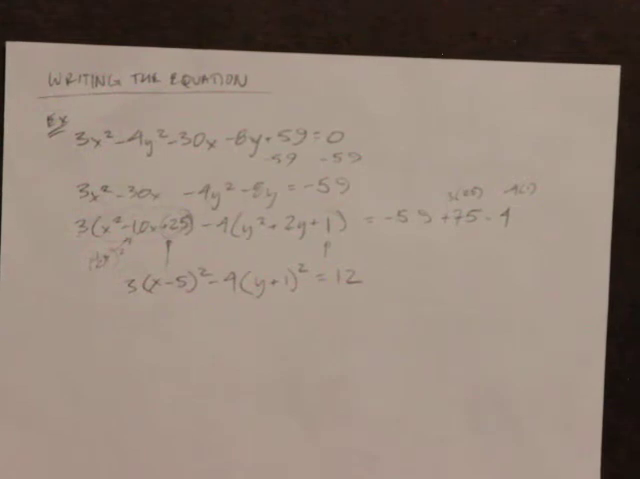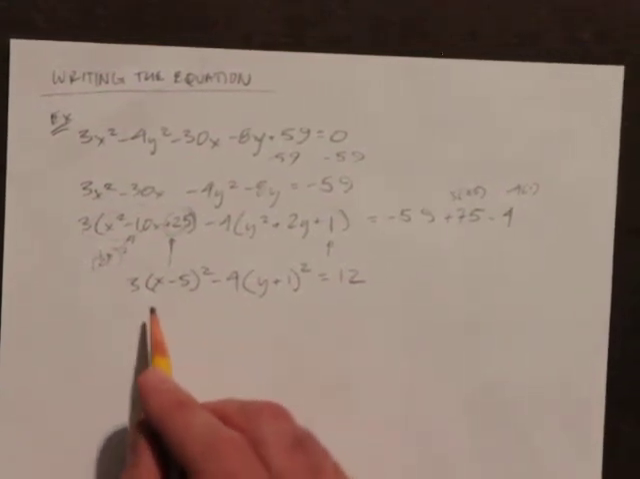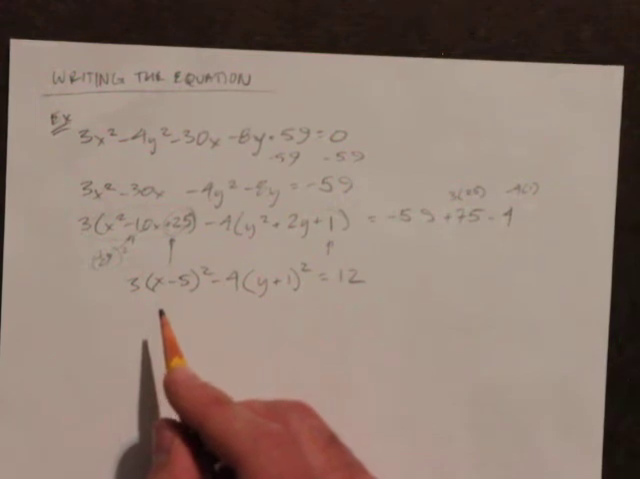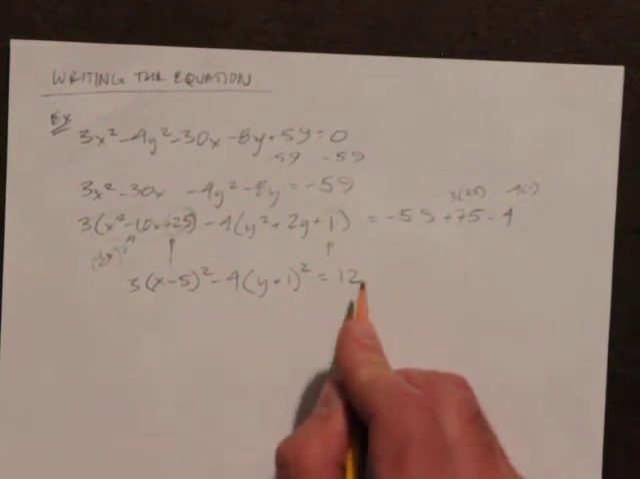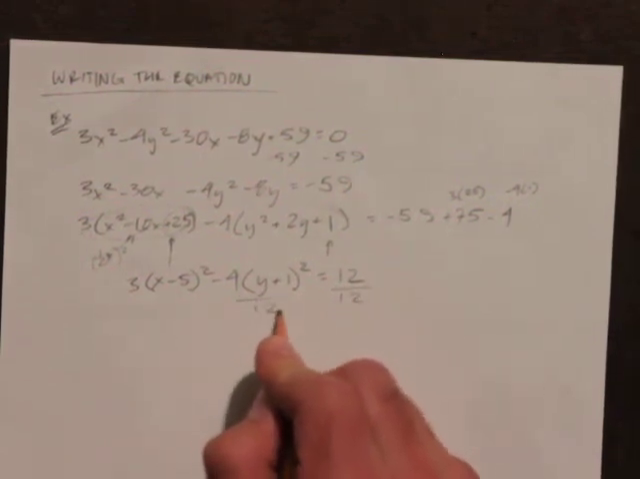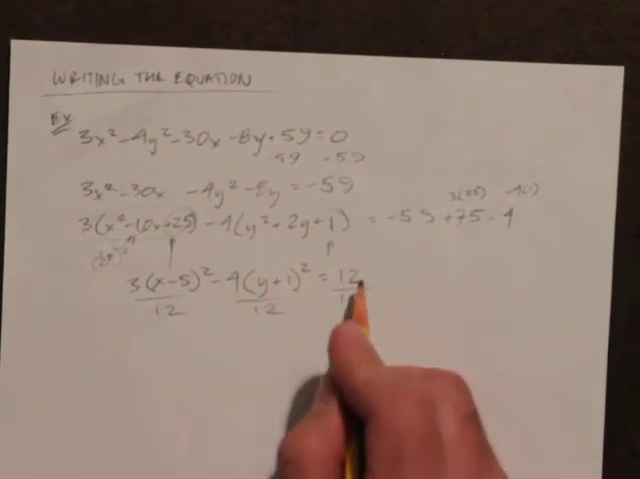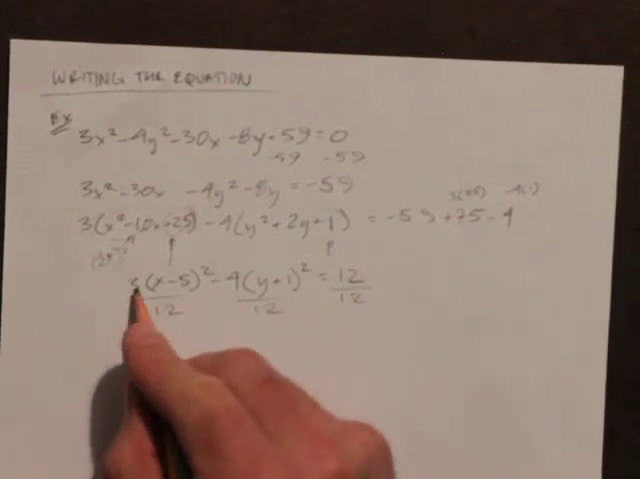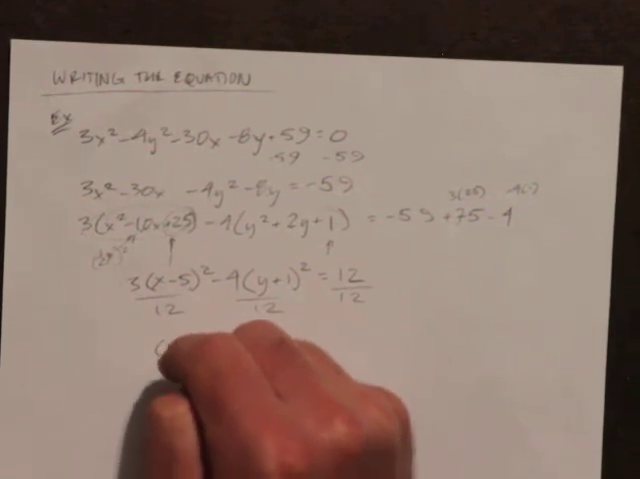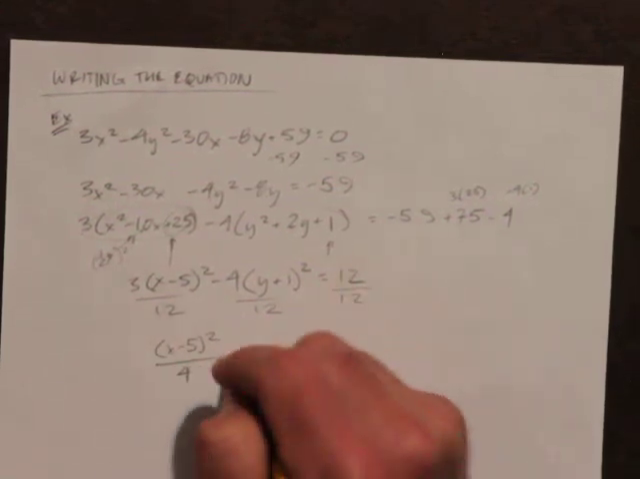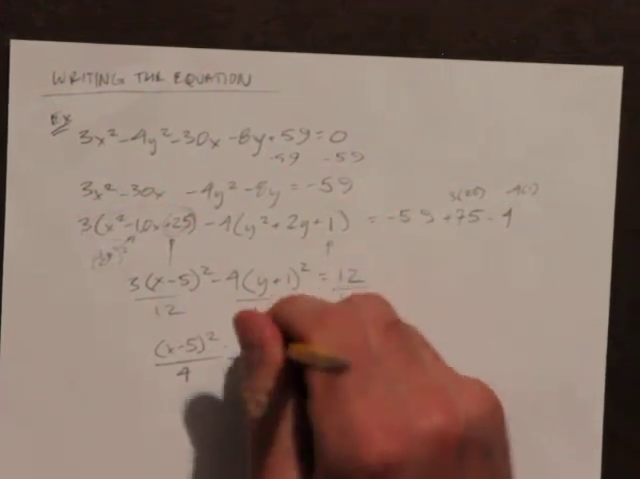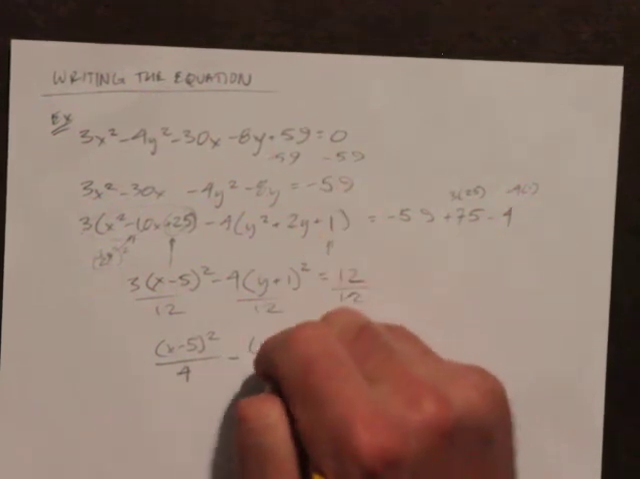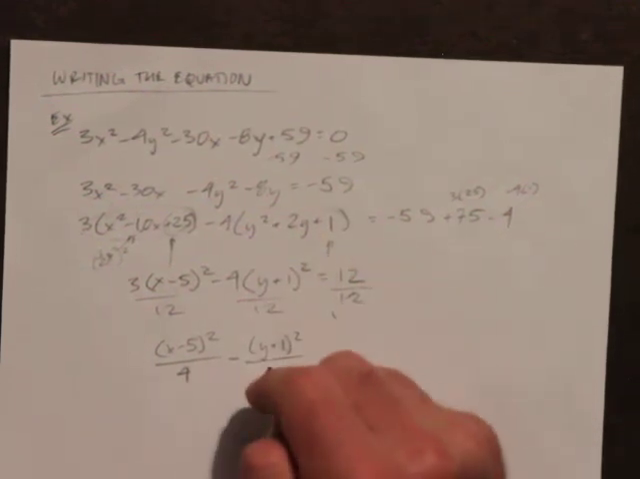Whew, we're almost done. So now all I need to do is divide everything by 12, because I want a 1 over here. So divided by 12, divided by 12, divided by 12. Everything gets divided by 12 because I want 1 here. So 3 divided by 12 is 4. So I have (x minus 5) squared over 4 minus (y plus 1), oops, squared over 3 equals 1.